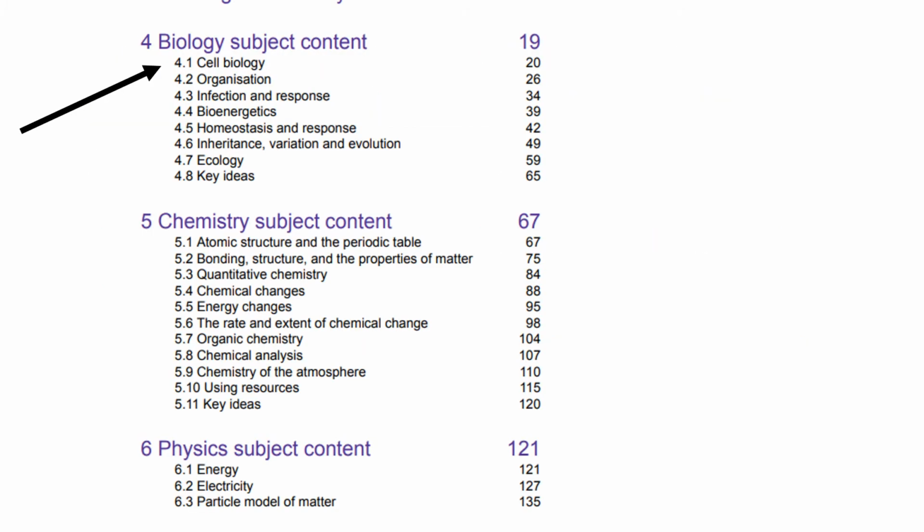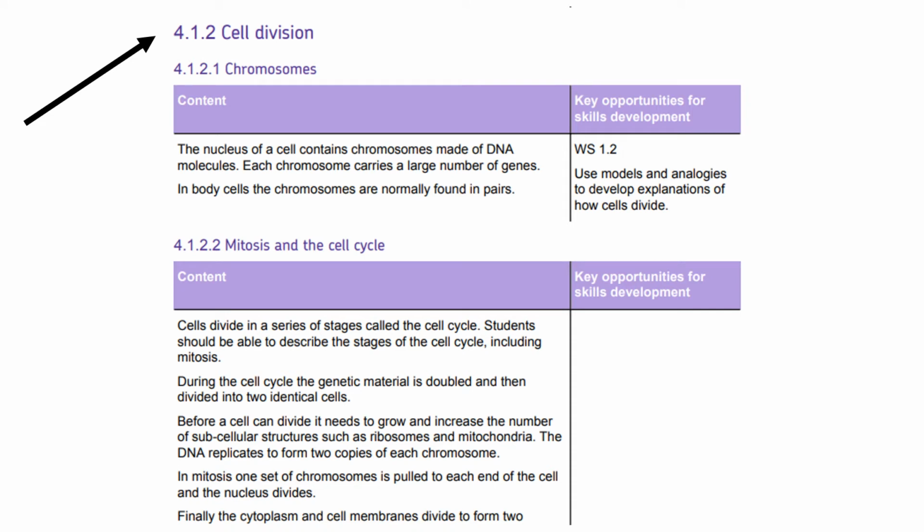Okay, so we're in the same place as we were last time. So we're in cell biology. So if you open up your specification, if you go to the contents page, click on cell biology, and it should take you straight to the bit that we were at last time. And then what you're going to need to do is scroll down until you see this. Okay. So the first section was cell structure, which we looked at yesterday.